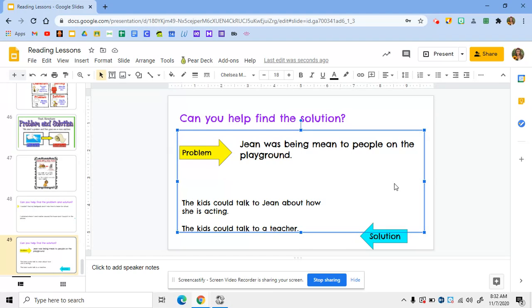So as we read books together, or you read on your own, think in your mind about what the problem of the story is. This will help you understand what you read better and become better readers.